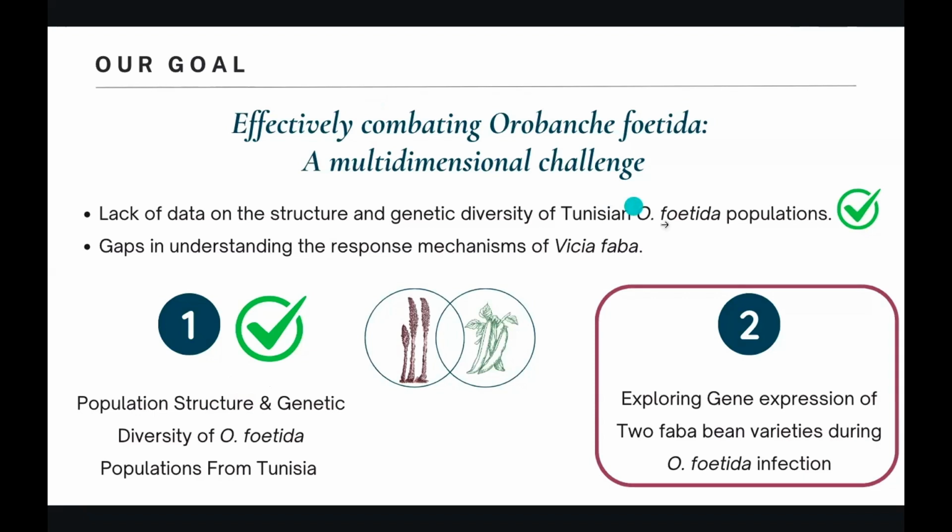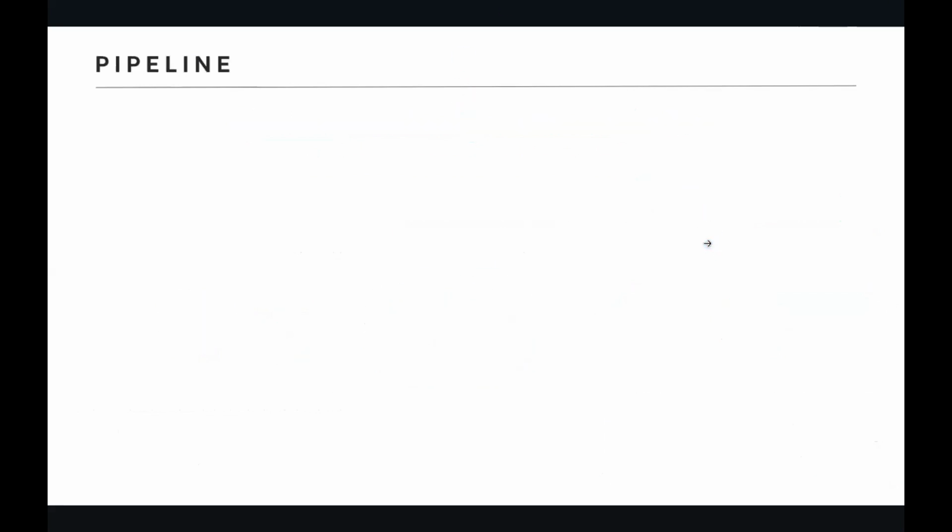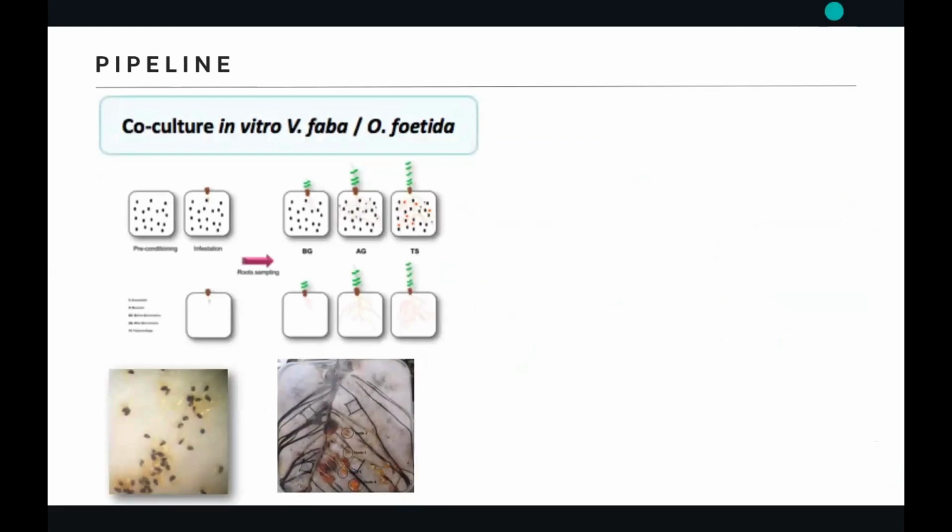So now, moving forward to the second part of my PhD project, focusing on exploring gene expression in two faba bean varieties during Orobanche foetida infection. Our methodology for this study aimed to compare gene expression between two faba bean varieties during Orobanche foetida attack. Given the fact that the most critical interactions occur underground, we adopted an in vitro co-culture system, which allowed us to easily track the progression of Orobanche foetida development.